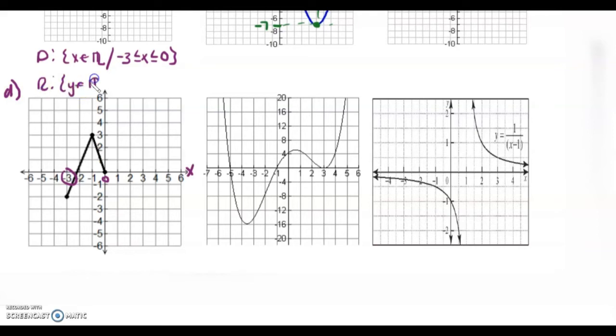Okay, and I'm just setting up my y. So for range, we go up and down, right? We want to talk about the y-axis. So the smallest number is going to be -2, and it's going to be drawn up to 3. That's going to be the biggest number here. Okay, so y is an element of the real number system such that y is between -2 and 3.